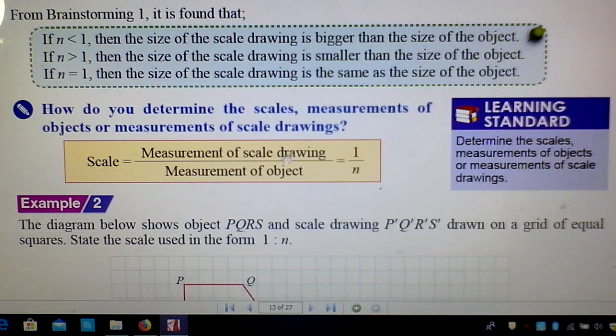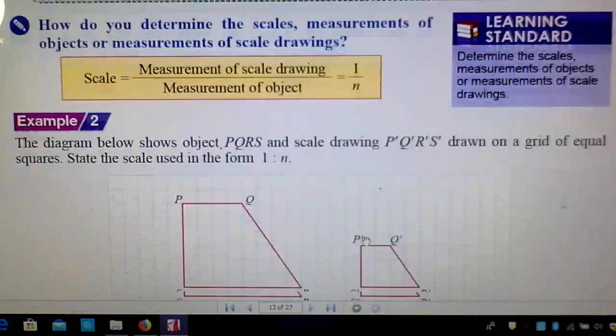Once the drawing and the object are proportional, we can take one of the sides of the scale drawing and the equivalent side of the actual object. Then we divide by the object's side to get 1 to n, or you may get a fraction like 2 to 1. So you must make sure the scale drawing side is changed to 1, because the way we write the scale must be 1 to n.